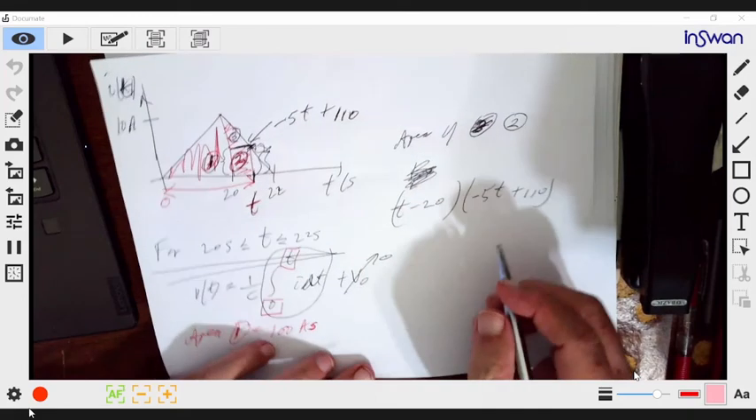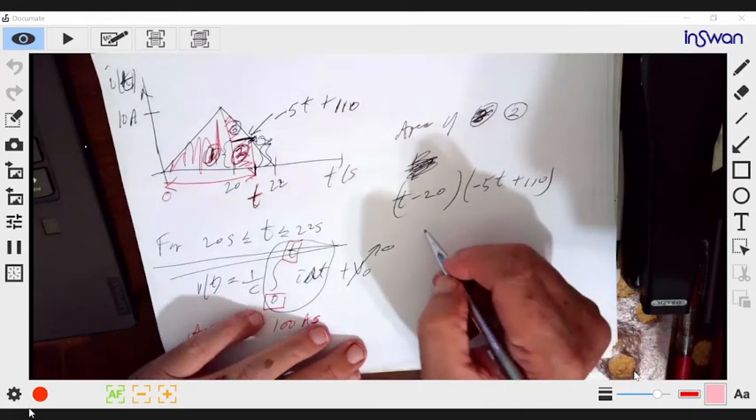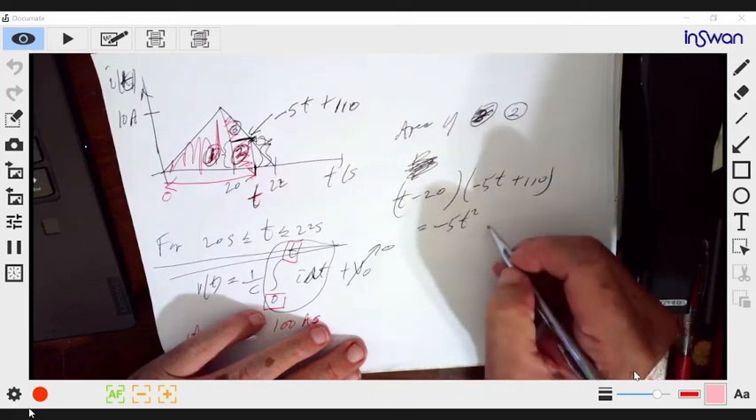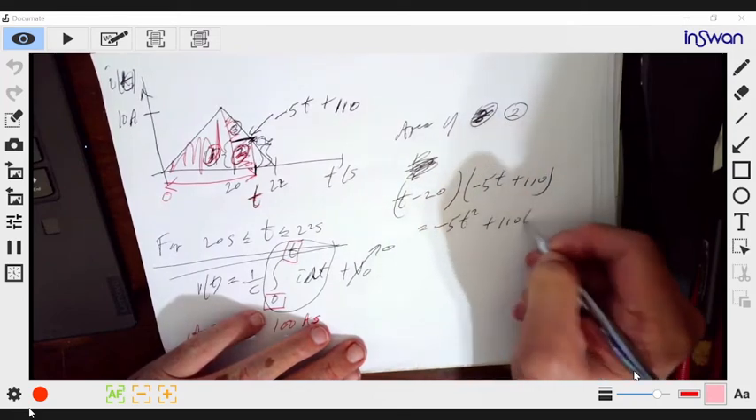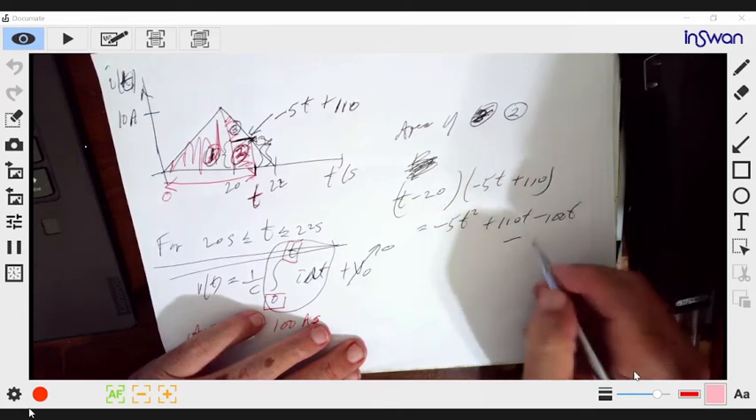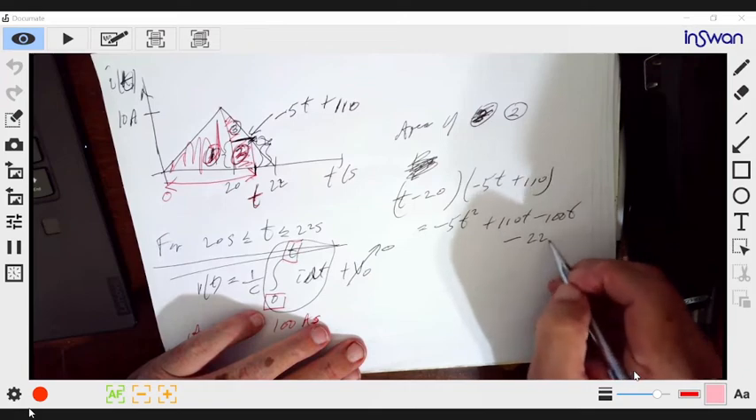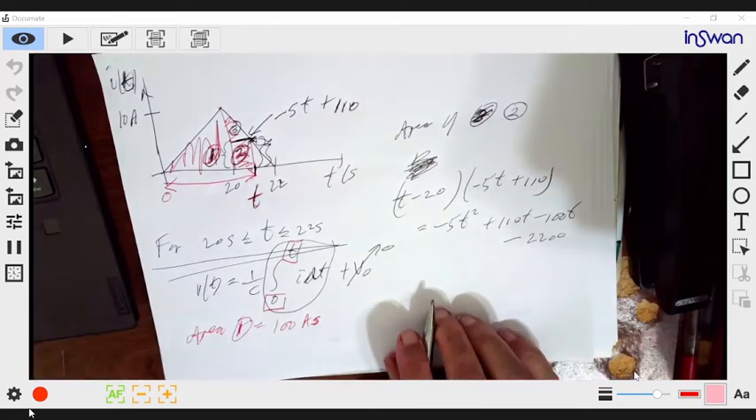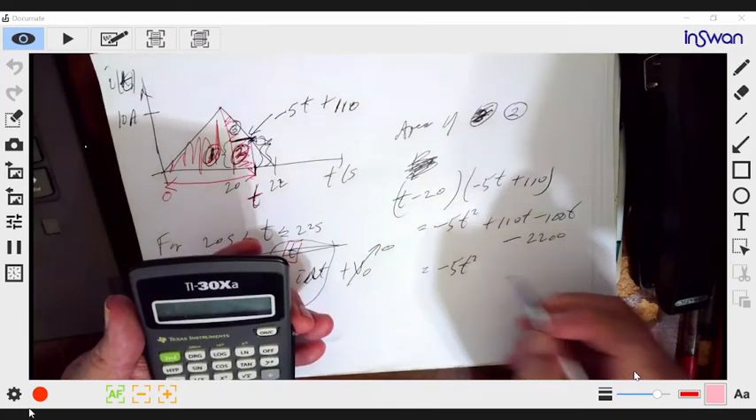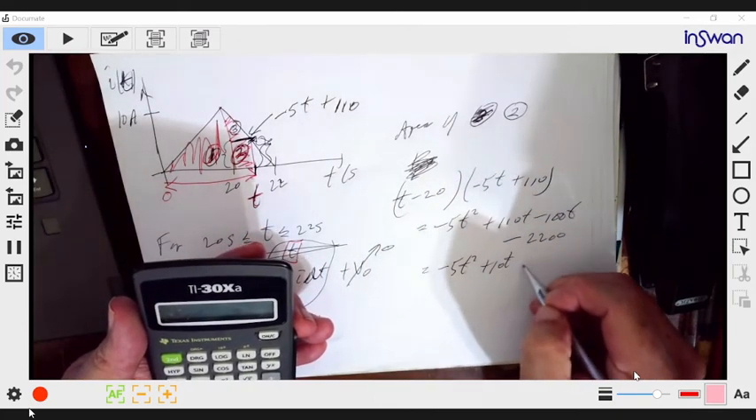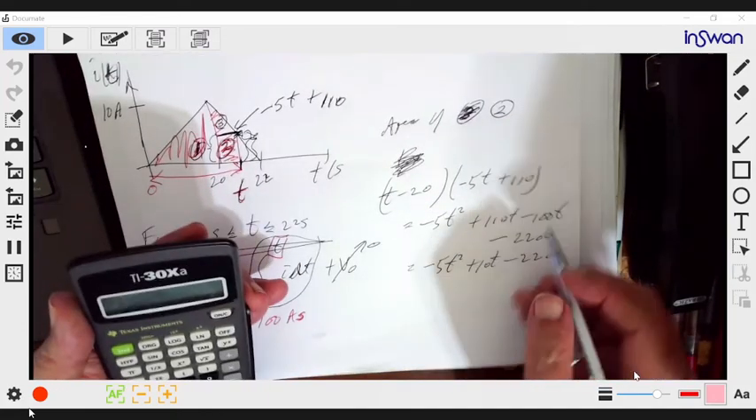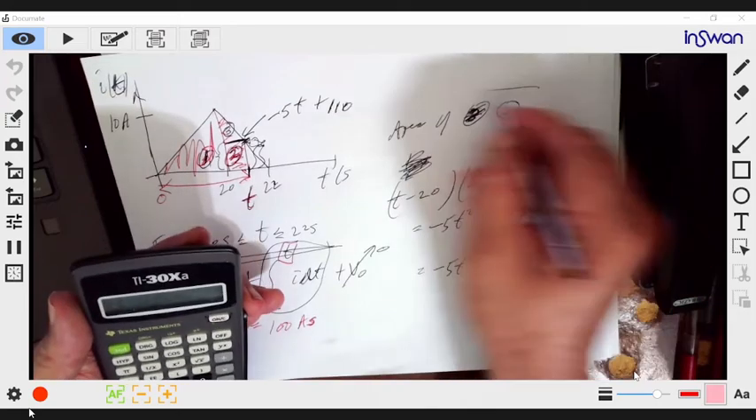So that's area 2. And we could, so that's negative 5t squared plus 110t minus 100t minus 2200 equals minus 5t squared plus 10t minus 2200. That's area 3, area 2, sorry. That's area 2.